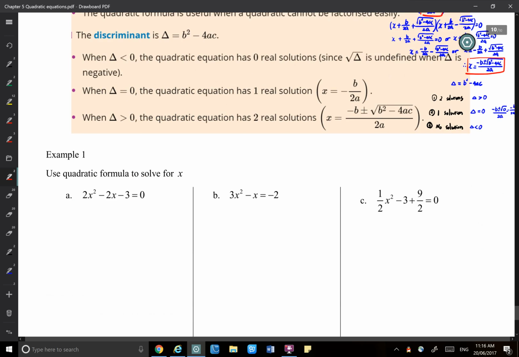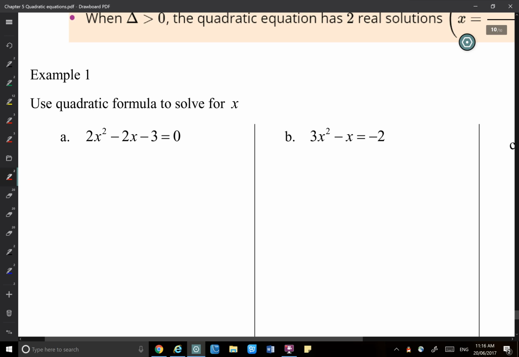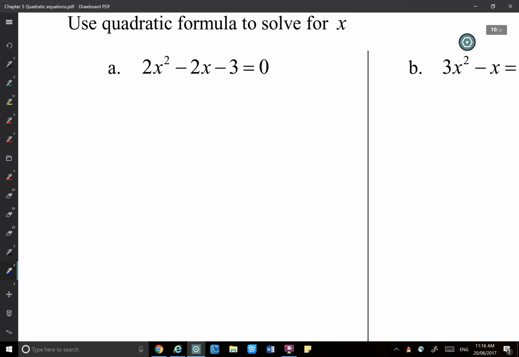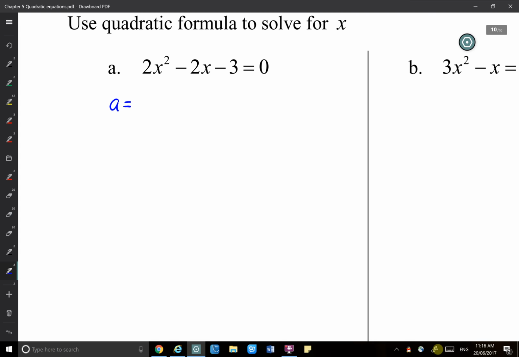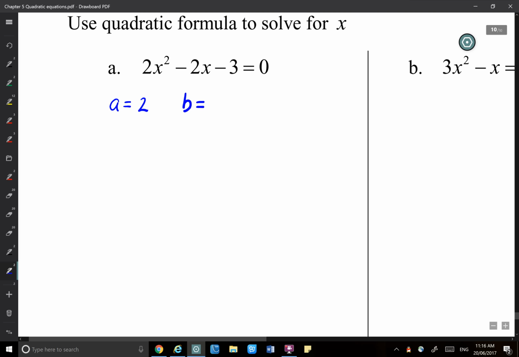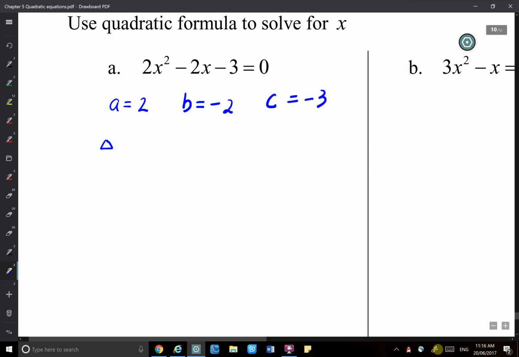Okay. Let's have a look at the solution here. Let's have a look at the question here. I'm trying to solve for this. Okay, what a equals to? What's ABC values? A is 2, B is -2, C is -3. Okay. First thing you need to do is test whether there will be 1 solution, 2 solutions, or no solutions. So I will find discriminant.